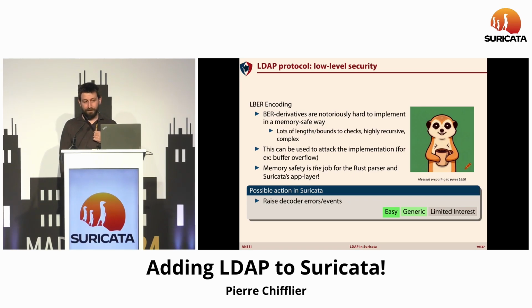I used a lot of fuzzing on the parser, found nothing. I was happy. Great. And then I tried to, for example, modify packets, send malicious data to the parser. Okay, it's detected. So Suricata can detect it, raise decoder events. Cool. That's easy, that's generic, but to be honest, it has almost no interest. Because, yeah, okay, if someone sends invalid encoding, it's a problem, but we don't care.